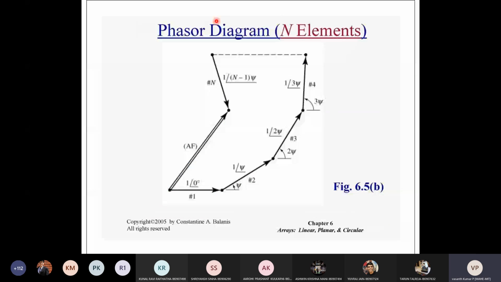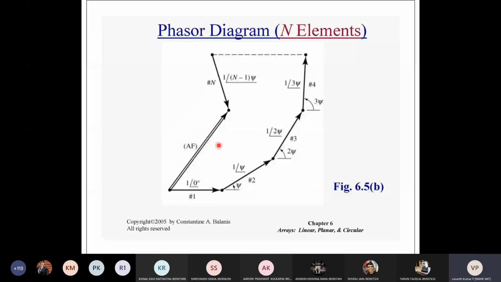You have arranged the array elements like this, with electric fields 1, 2, 3, 4, and so on. Now, when will the resultant be maximum? When all of them are in the same line. When all of them are in the same line, this resultant, AF, will be maximum. And that happens when psi is equal to 0.